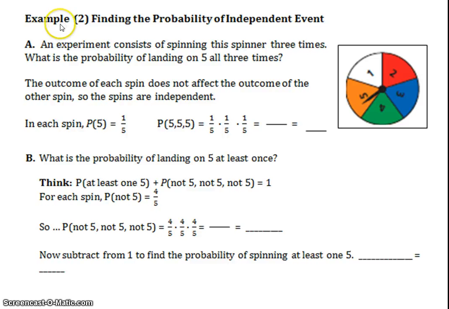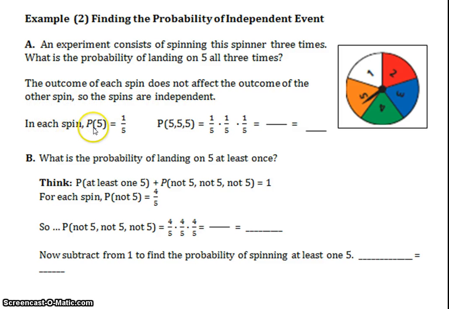Example 2. Finding the probability of independent events. An experiment consists of spinning a spinner 3 times. What is the probability of landing on 5 all 3 times? The outcome of each spin does not affect the outcome of another spin, so the spins are independent.